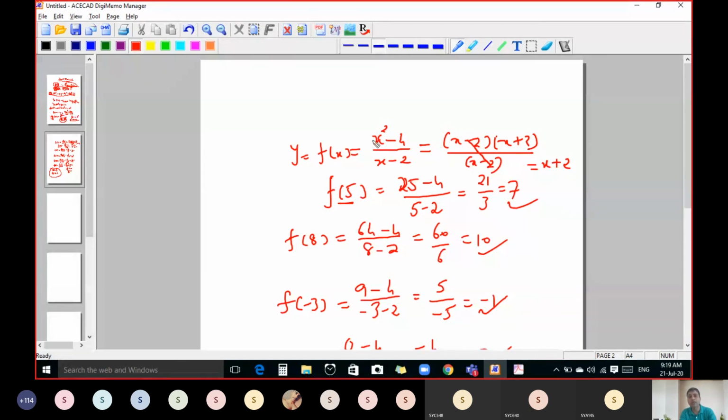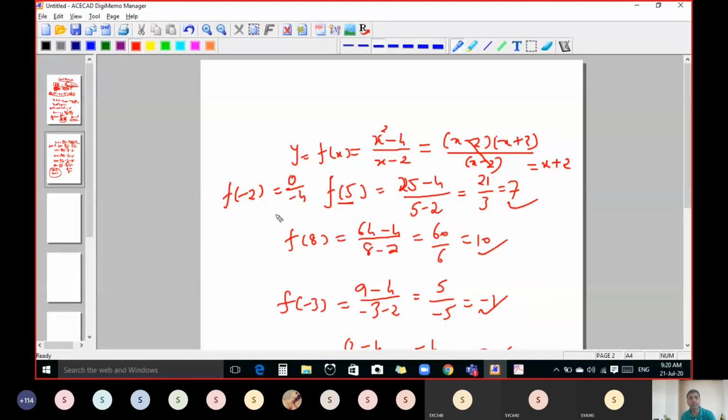Let us put minus 2 here, then see what we get. If we put minus 2, minus 2 square, that is 4. 4 minus 4, that is 0. And minus 2 minus 2, that is minus 4. So if we put x equal to minus 2 in this, we get 2 square, 4 minus 4, 0. And here we get minus 2 minus 2, that is minus 4.